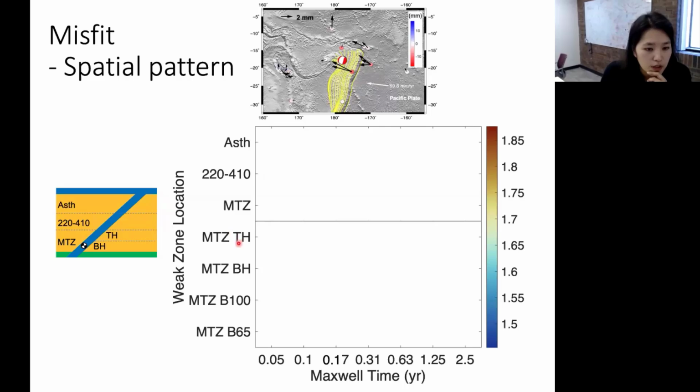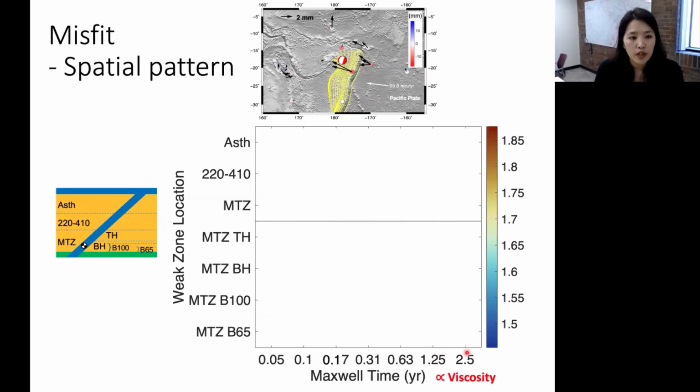And then we just talked about mantle transition zone, top half and bottom half of the zone. And we can further go and look at different thickness of the weak zone of 100 kilometer or 65 kilometer, which is half of the bottom half. So those are the weak zone locations we've tested. On the horizontal axis, we have Maxwell time, which is essentially the viscosity. So you can kind of just simply think of this axis as viscosity.